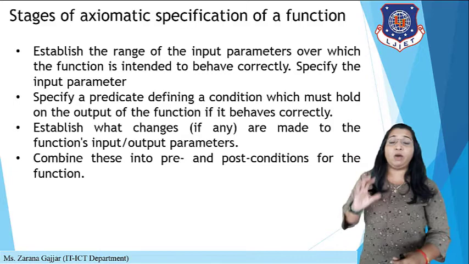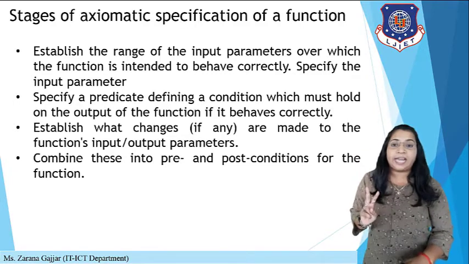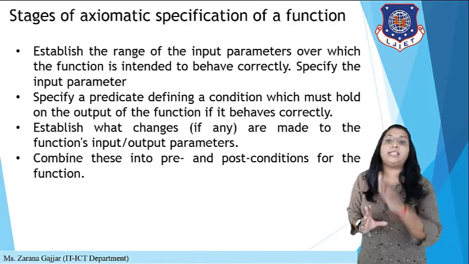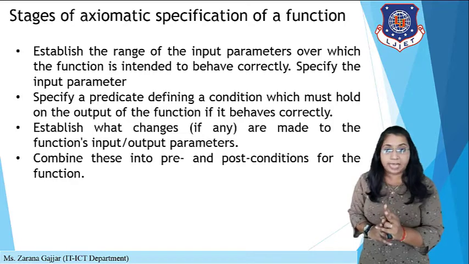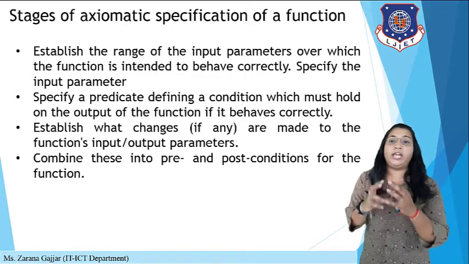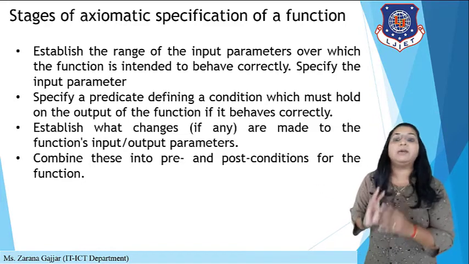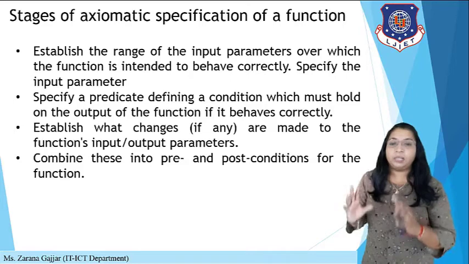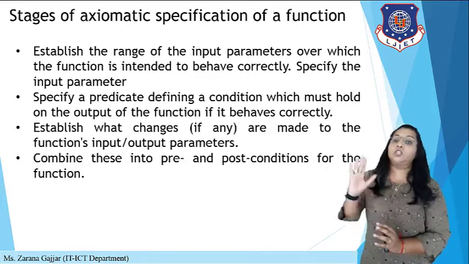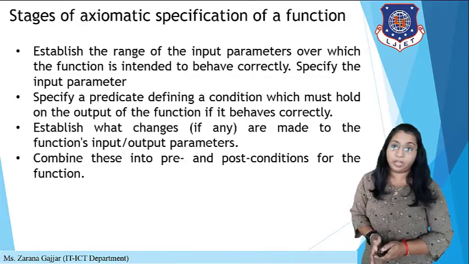So the first step is we have to establish a range of input. So what are the input parameters? Second, you have to predict the output parameters. So if my input is correct, then what will be the output? So that is the second stage. Third stage, I have to establish a change. Okay, so if I change an input, what will be the reflection in the output? So that will be the third step. And fourth, I combine all the pre and postconditions. Okay, so these are all four stages of axiomatic specification.